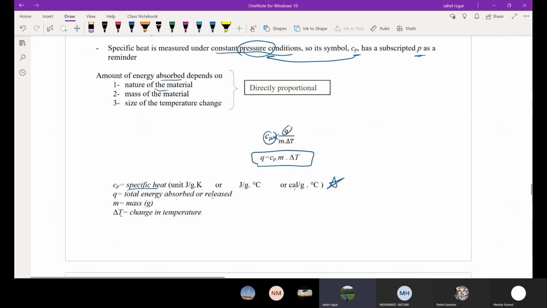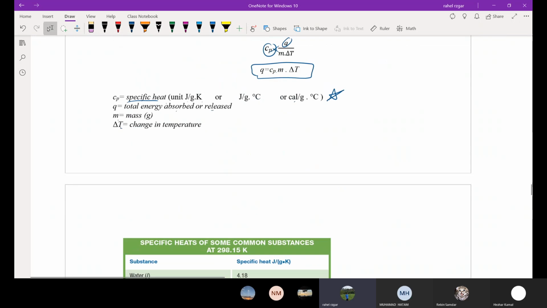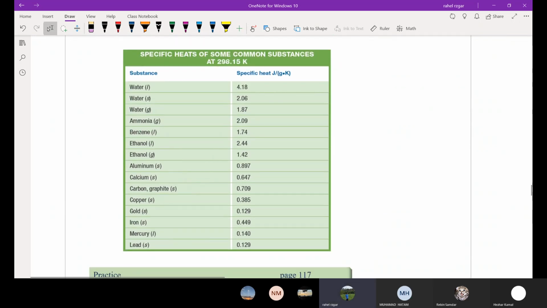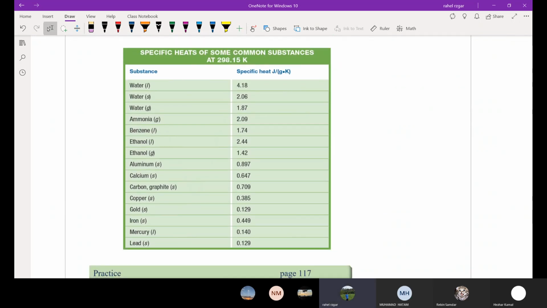Now let's solve a question so that if you don't understand, it will be easier. Before solving the question, look at this table. Don't worry, it's not for you to memorize, but I think it's better to memorize only this one. Only this one. Specific heat of water is 4.18.